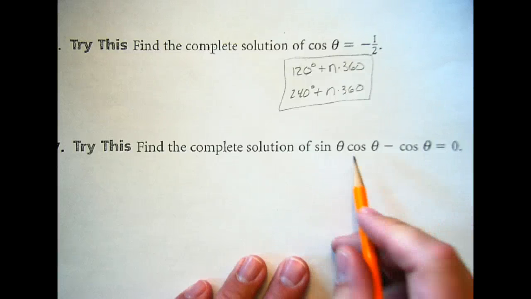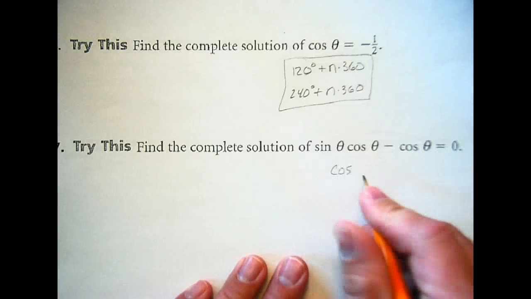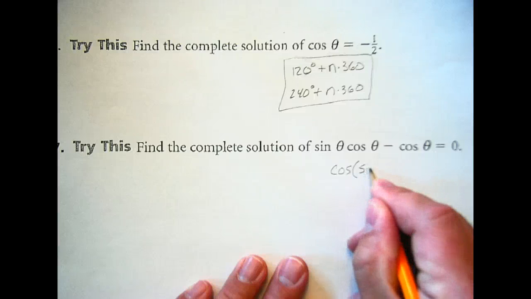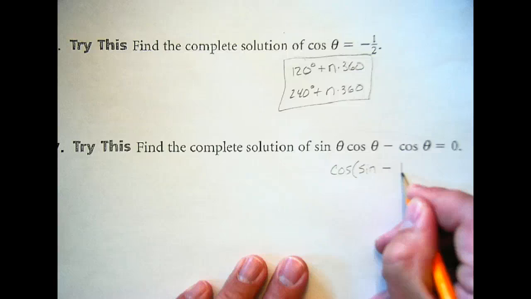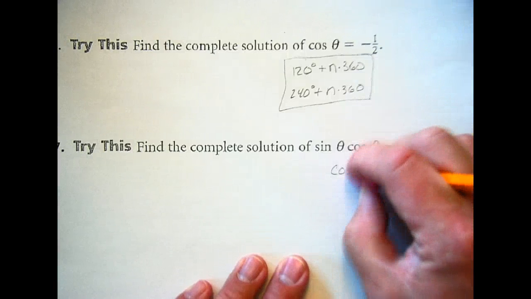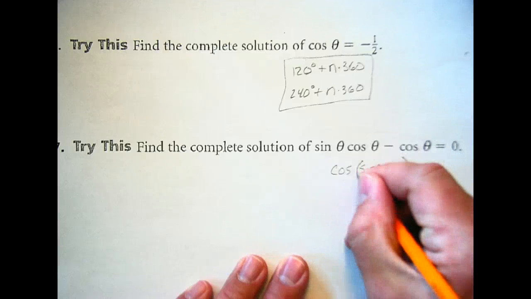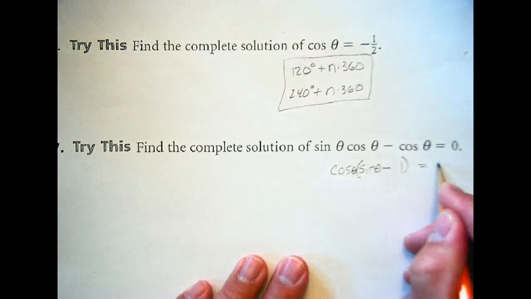How about this? Let's factor this. What can we take out of both terms? Cosine. Cos theta times sine theta minus 1 equals 0.